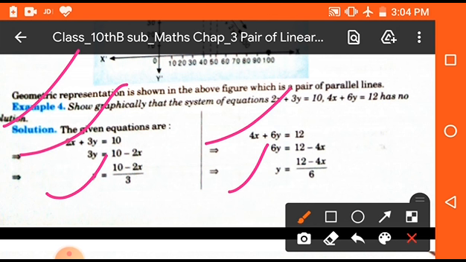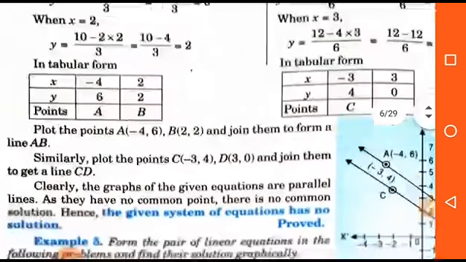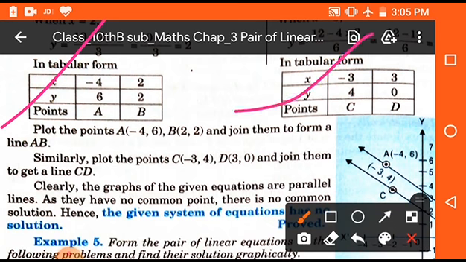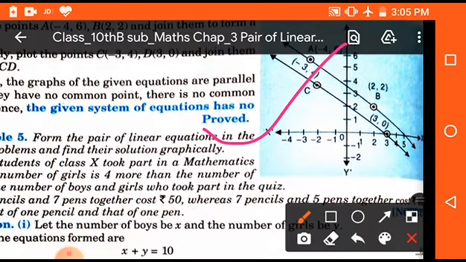Now put in values of x and we get the values of y, and draw a table from equation number 1. In the same way, by putting values of x we get the values of y and we get another table. Now with the help of these two tables, which are shown in the figure, draw a graph on the same paper. We get two parallel lines in the figure, and these two lines never intersect at any point. That means the solution of these two equations is not possible. That means they do not have any solution.